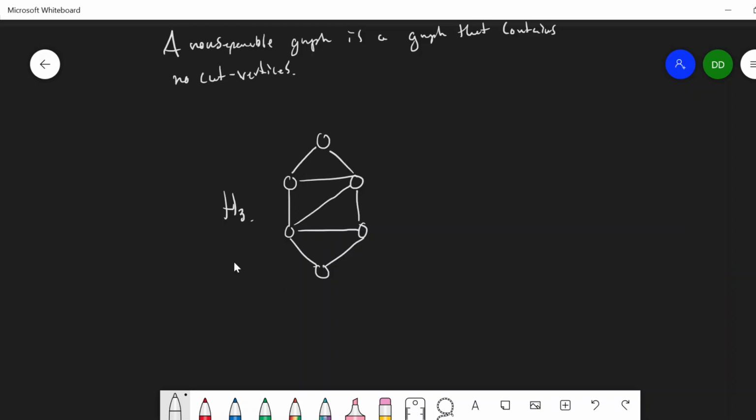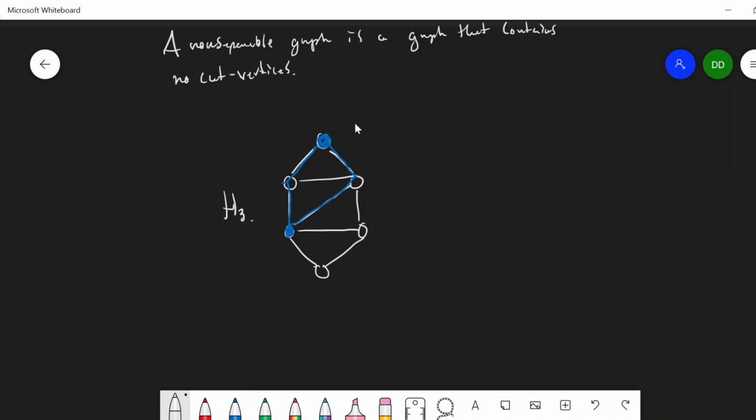Now I want to point something out. I want to just pick a couple of vertices of this graph, say this one and this one. And notice that I can find a cycle that contains those two vertices. So how about there to there? I can find a cycle that contains those vertices.